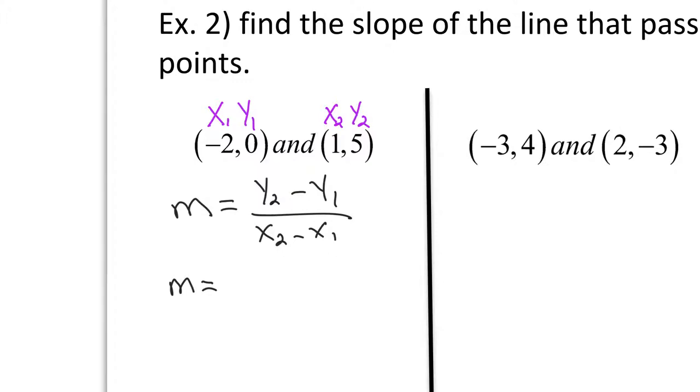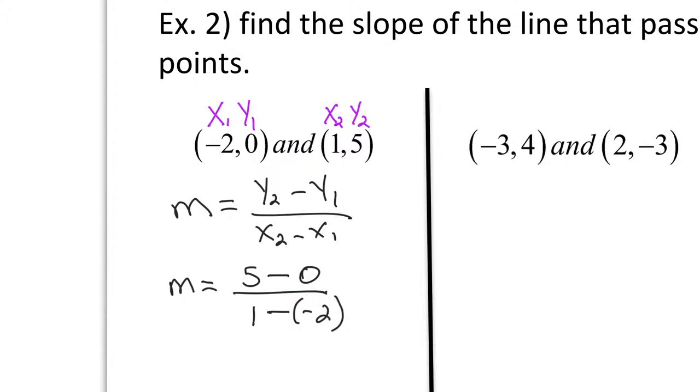So I will have y2, which is right here. So there's a 5. So I'm going to put 5 minus, and I'm going to take y1, which is 0. So I put a 0 here, divided by x2. Let's look for x2. It's right here. There's the 1 minus, and x1 is negative. Now I do have a negative already, a minus, but since the x1 is also negative, I need to use parentheses to separate those two negatives. You never want a negative just together side by side without parentheses. Make sure you use parentheses.